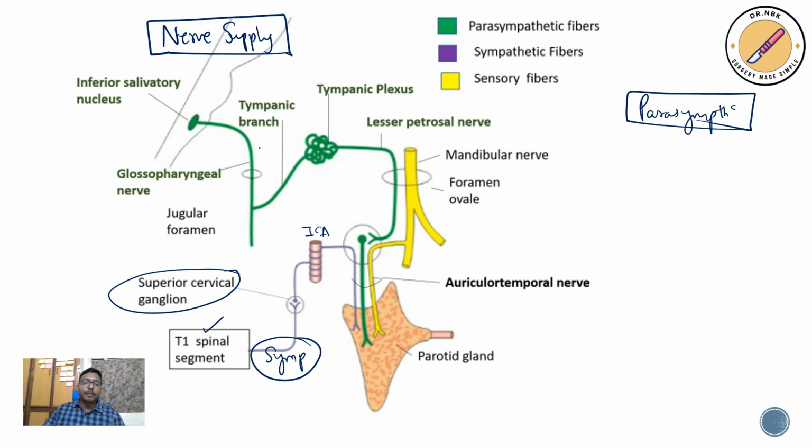Coming to parasympathetic, it is very important to understand the main source: the signal comes from the inferior salivatory nucleus, whereas the submandibular gland will get the signal from the superior salivatory nucleus. From there, the nerve is the ninth cranial nerve, the glossopharyngeal nerve. Then a branch of it is the tympanic branch. After forming the tympanic plexus, the signals travel through the lesser petrosal nerve here. Then, along with the mandibular nerve, it will relay in the otic ganglion.